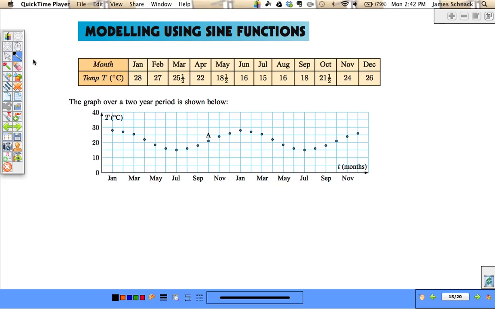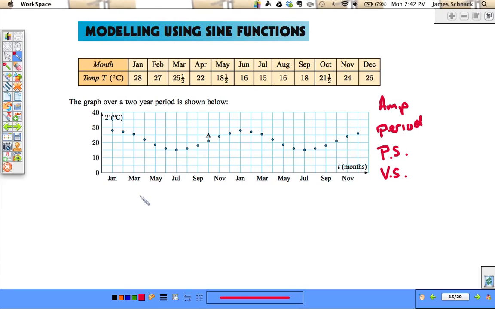It oscillates. So what we have to do is think about the 4 key features of these sine graphs. We had amplitude. We had period. We had phase shift. And we had vertical shift. We could take those out of an equation and put them on a graph. Now we're going to take them off the graph and put them into an equation.